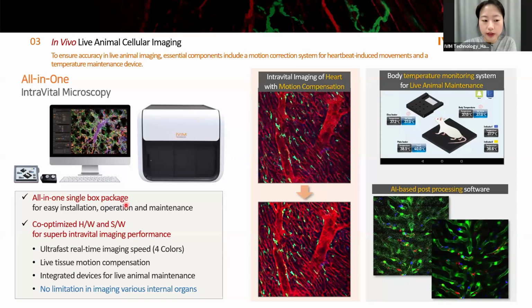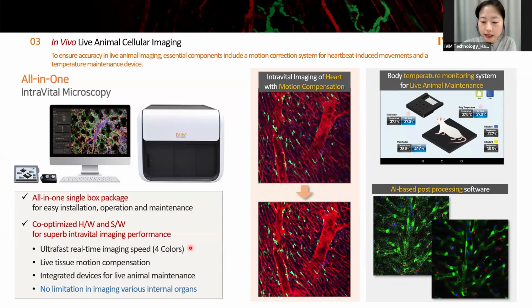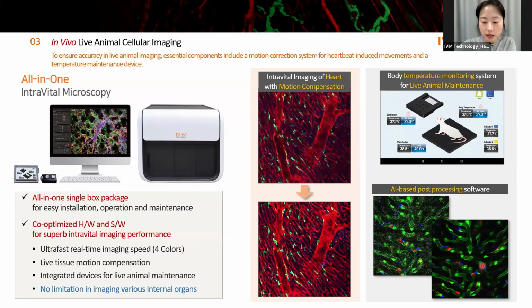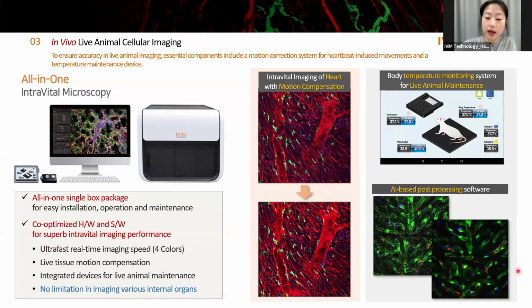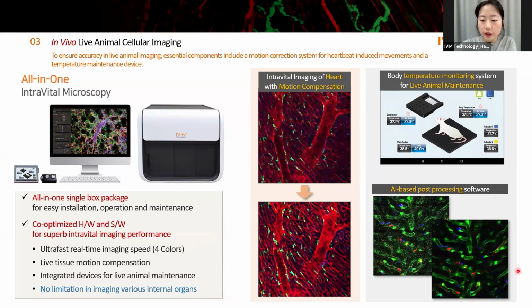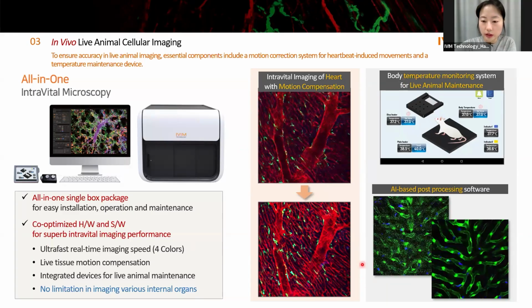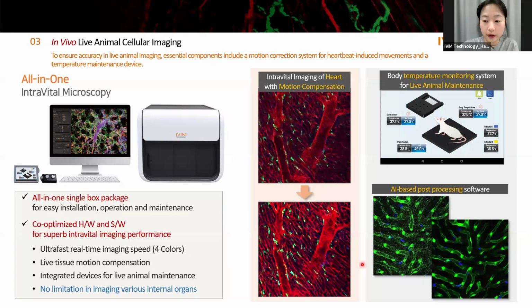These include the ultra-fast polygon scanner, a real-time temperature monitoring system, motion compensation, and AI-based denoising software, enabling high-resolution imaging of diverse organs in living animals. Among these features, the motion compensation system corrects for organ movement so researchers can obtain sharp and accurate images even in highly dynamic organs.